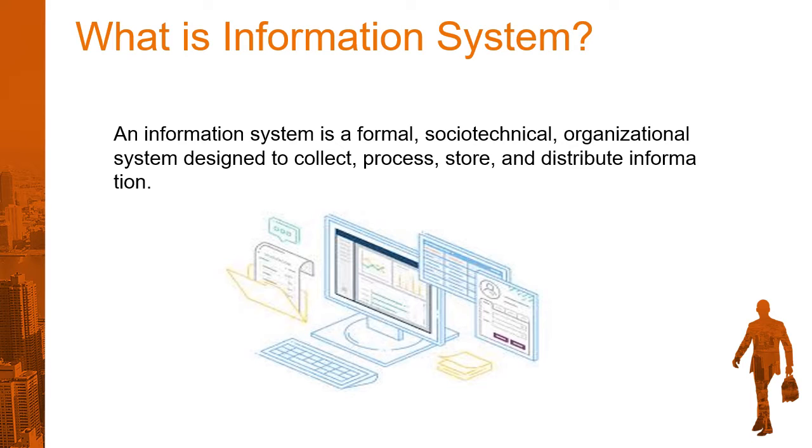So when we talk about an information system, what really is an information system? An information system is a formal socio-technical organizational system that is designed to collect, process, store, and distribute information within an organization.